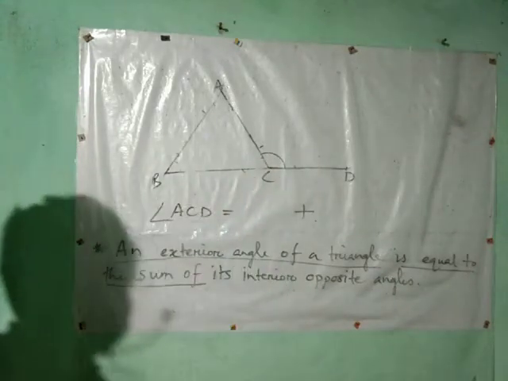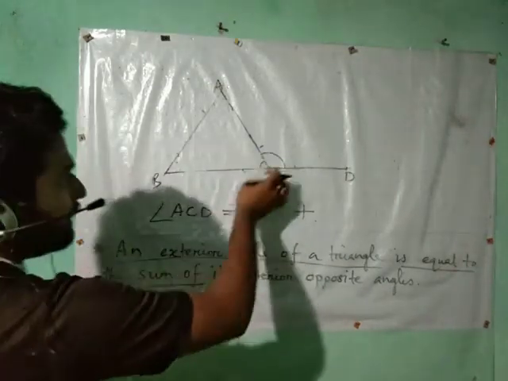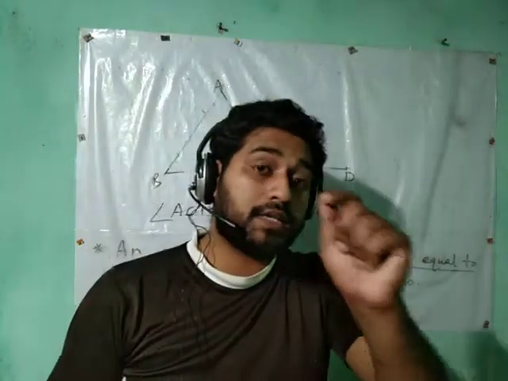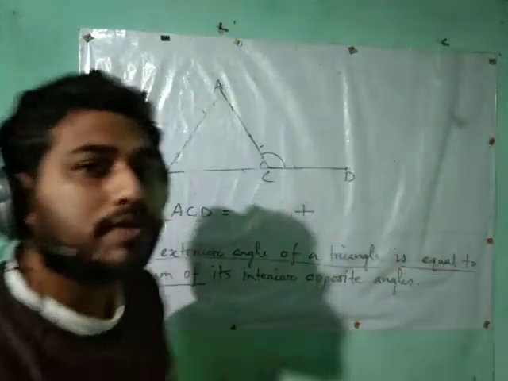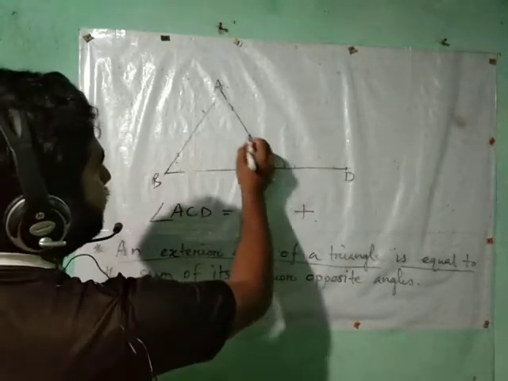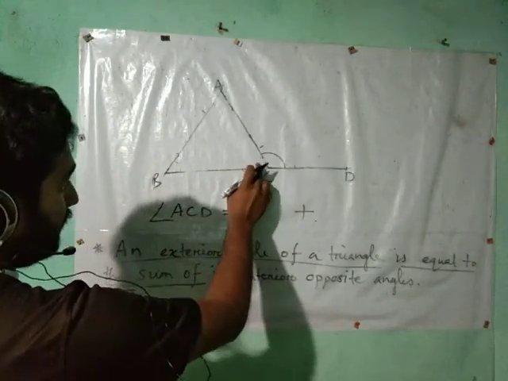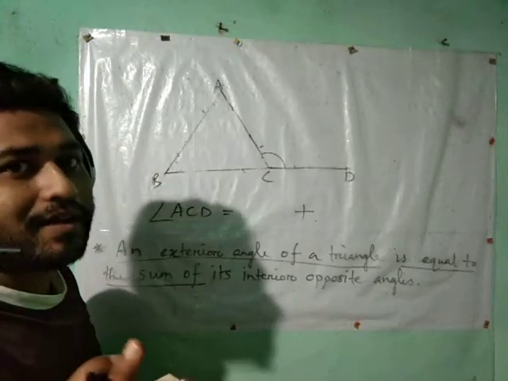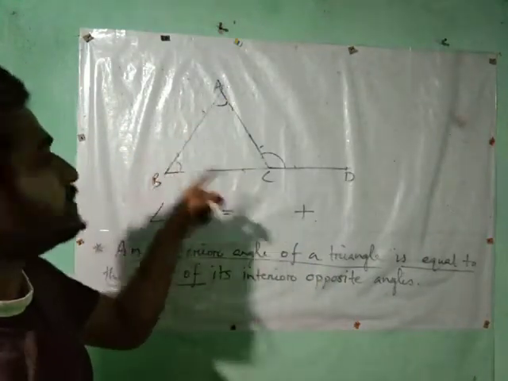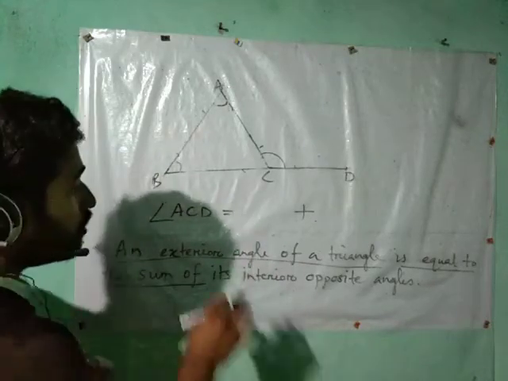This one is an interior angle, but it is not opposite to this particular angle because it is adjacent to it. This angle will be adjacent to this exterior angle. Why? Because we have learned about adjacent and opposite angles in the previous chapter. These two angles share one common side, so they must be called adjacent angles. That means these other two must be the opposite angles, the interior angles, which must be added here.